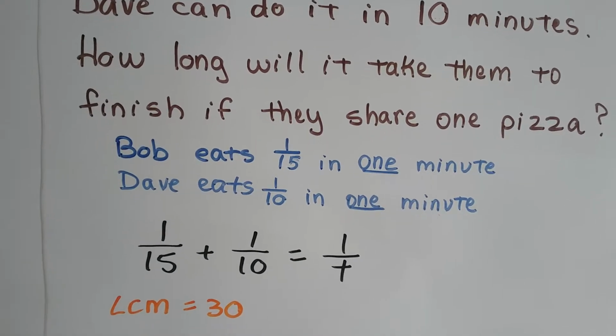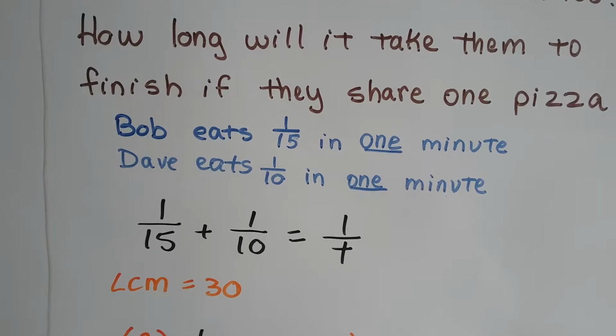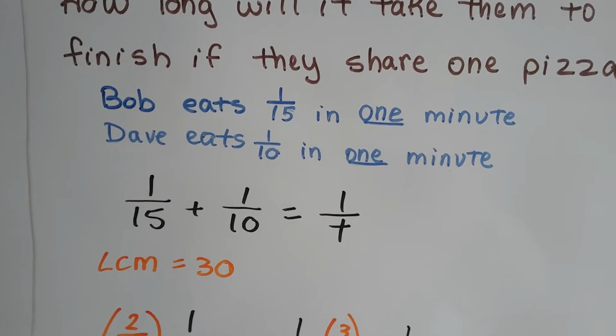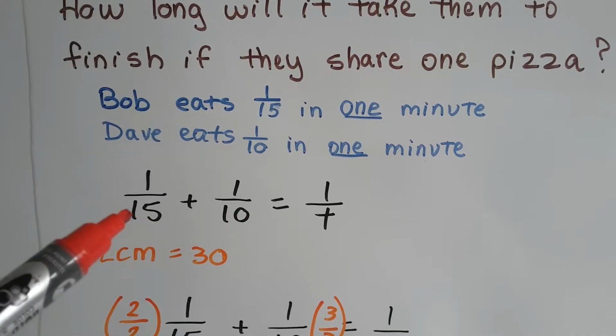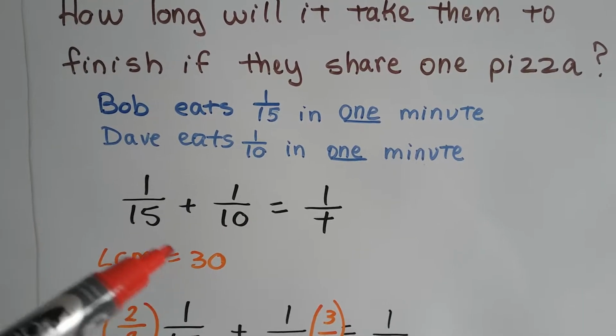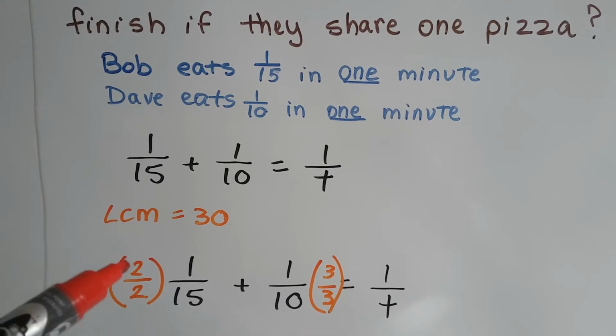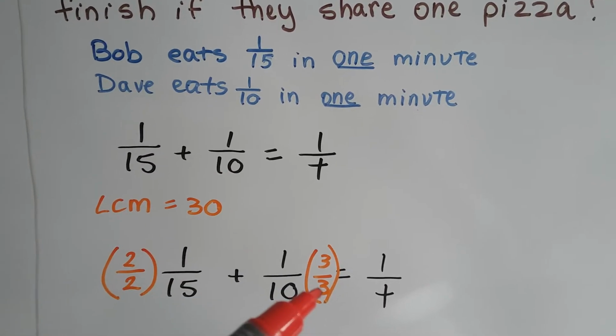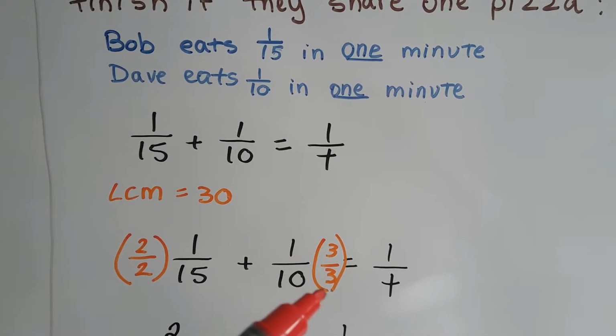So that means in 1 minute, they're going to eat 1/15 plus 1/10. We find the least common multiple for the 15th and the 10th, and we get 30. So what do we have to do to this 15 to get it to be a 30? We need to multiply it by 2, so we multiply the numerator by 2 also. And the 10 needs to be multiplied by 3, so we multiply the numerator by 3 also.